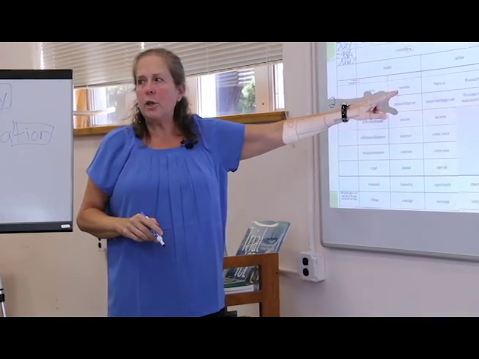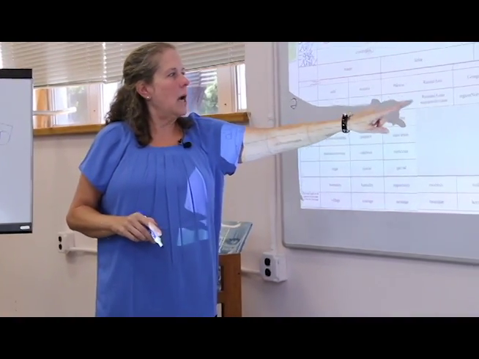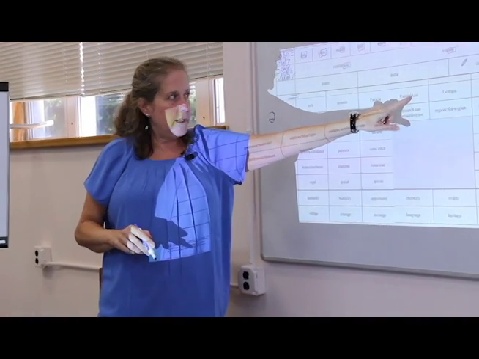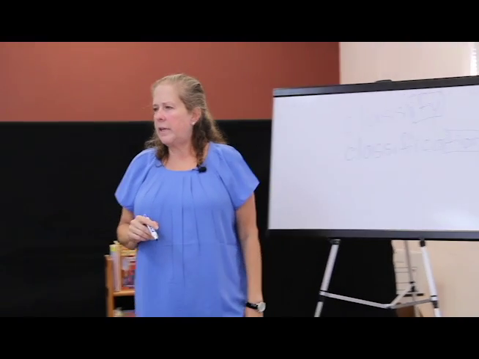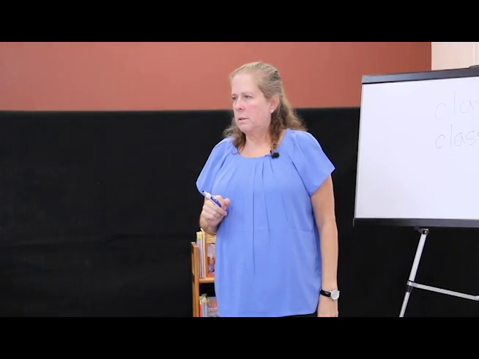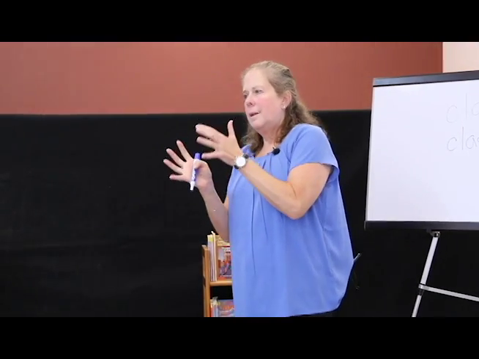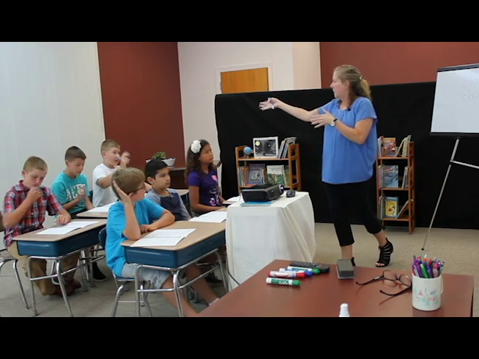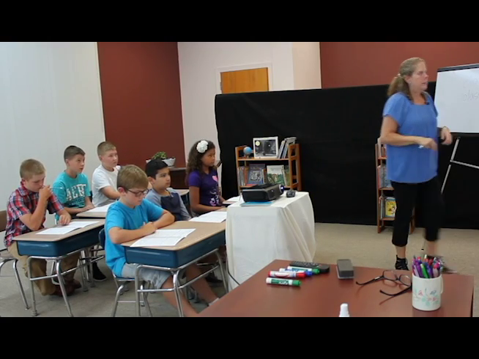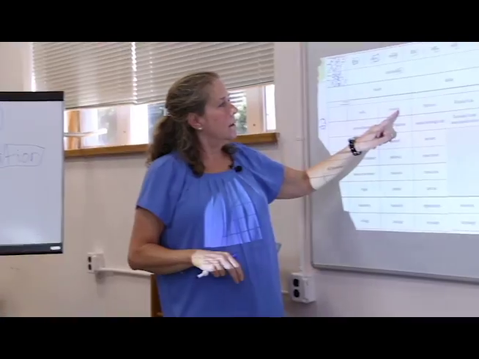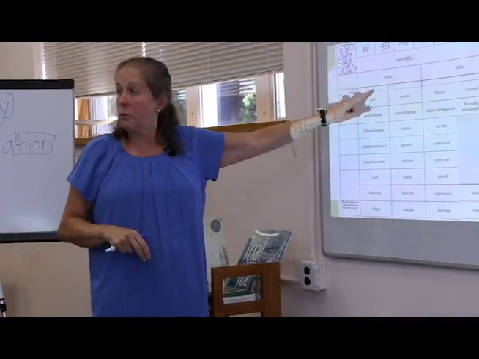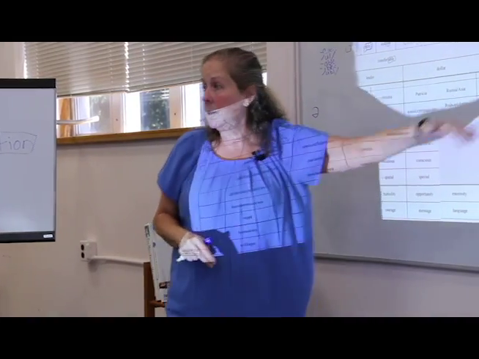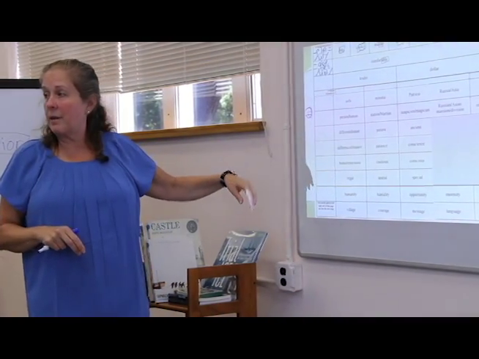Sofa, minutia, Patricia, Russia, Asia, Georgia, cafeteria. See anything all of those words have in common? And we're focusing on endings, as you all have picked up. The I and the A. From here on, they all have an I and an A. This one doesn't, but you're right. These all do, and we are going to classify those together later.